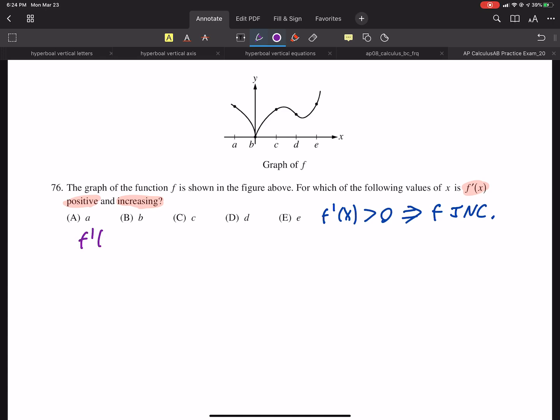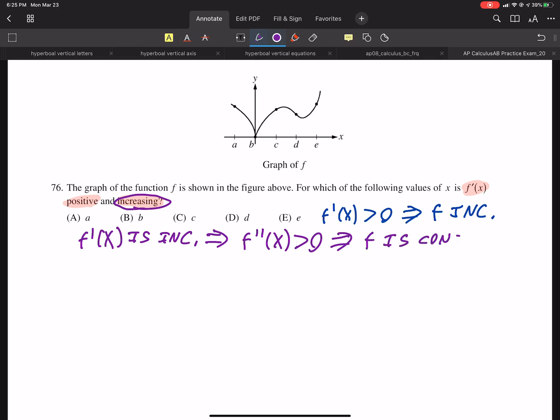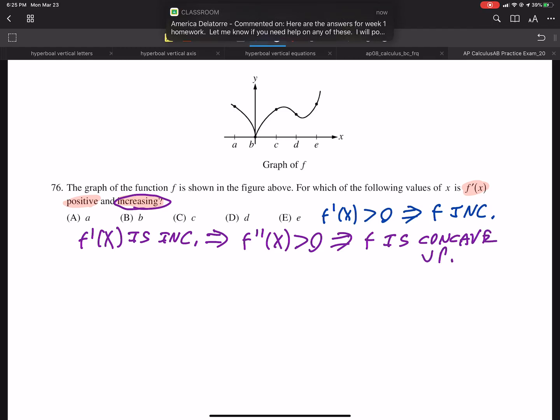It tells us f prime of x is increasing. But we know if any function is increasing, its derivative is positive. That makes the derivative of the derivative positive. But we also know if the second derivative is positive, then f is concave up. So we're looking for the region that's increasing and concave up.